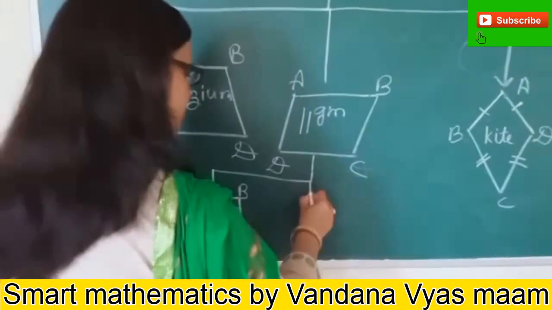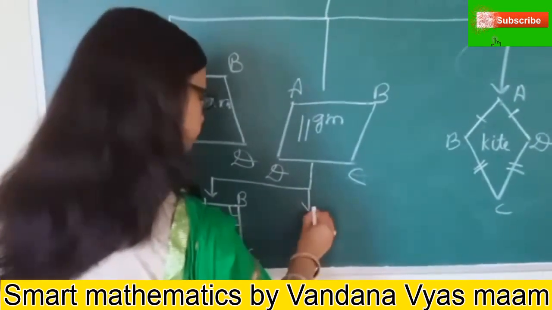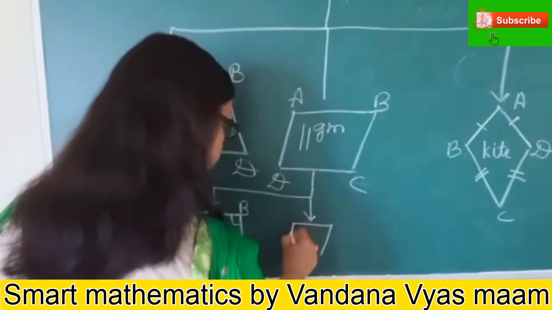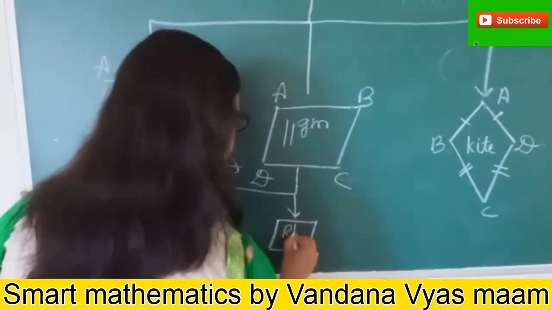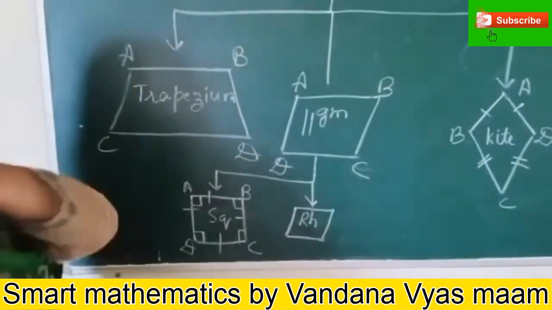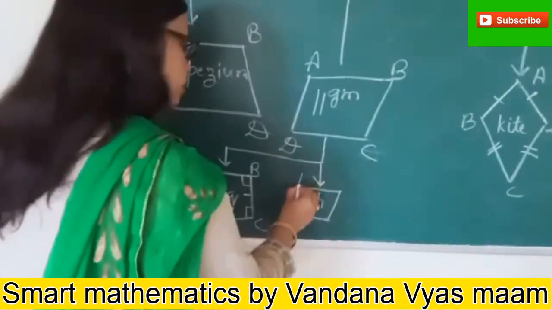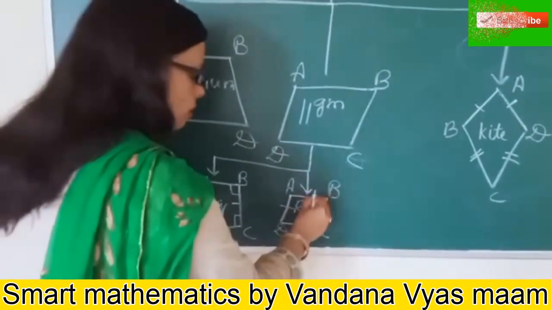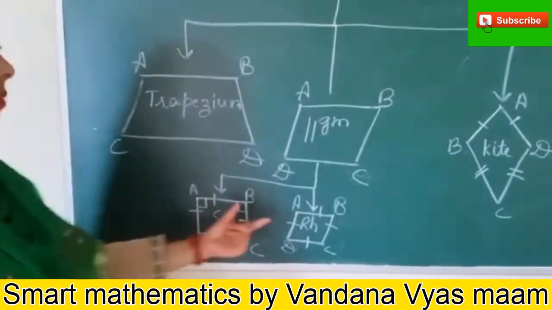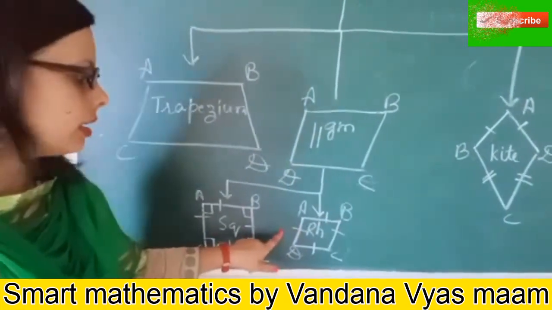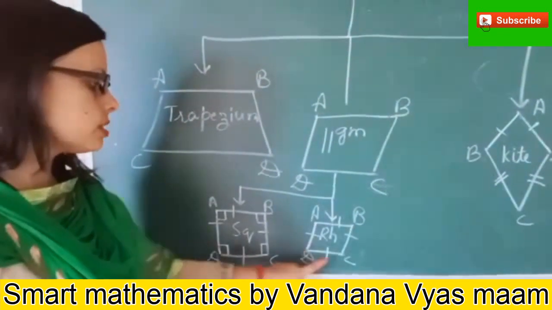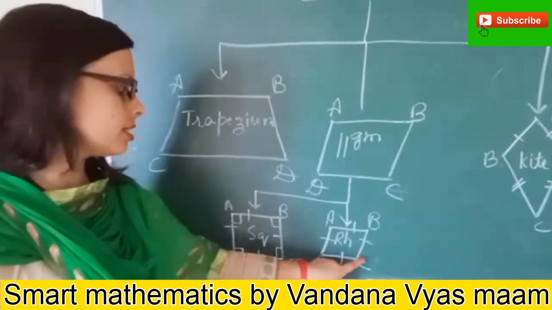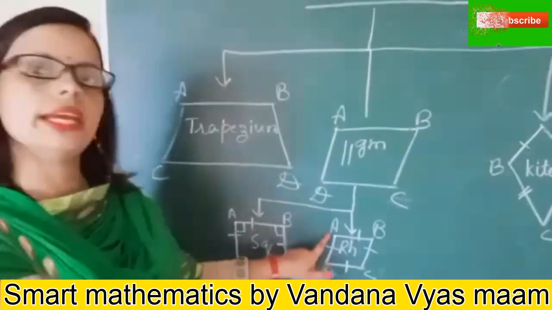Now second is rhombus. What is a rhombus? This is a rhombus. In a rhombus, suppose it is a quadrilateral ABCD. In a rhombus, all the four sides are equal. Both the pairs of opposite sides are parallel. Means AB is parallel to CD and BC is parallel to AD and AB is equal to BC is equal to CD is equal to AD.